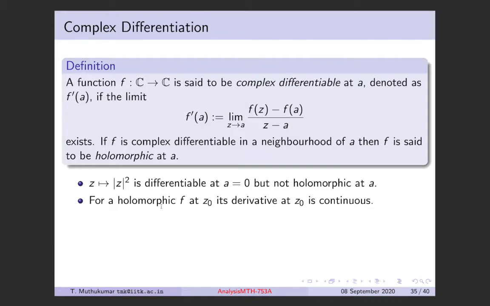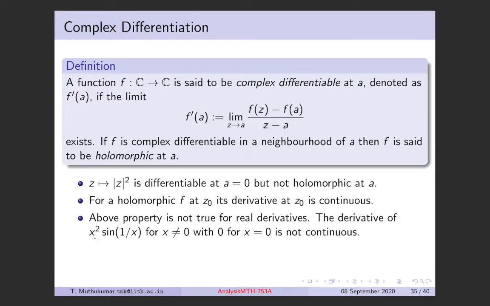This is not true in the real line because you know this example: if you take x square sine 1 over x for x not equal to 0, and at x equal to 0 you take 0, this function will admit a derivative. You can compute that. At 0 it will be 0, and at x not equal to 0 there will be the derivative of this by the product rule that you apply. So you will have a derivative, but that derivative is not continuous. This is in the real line, whereas for holomorphic functions that does not happen.